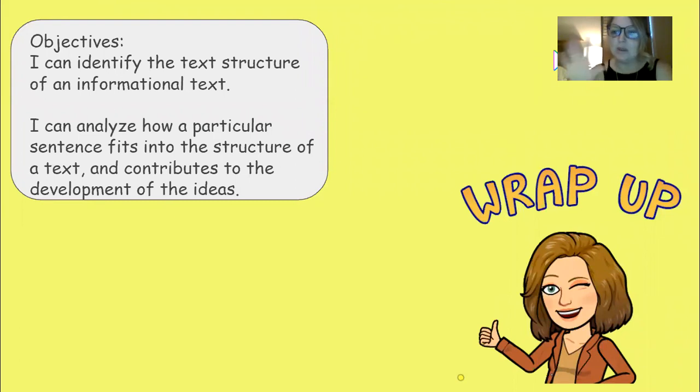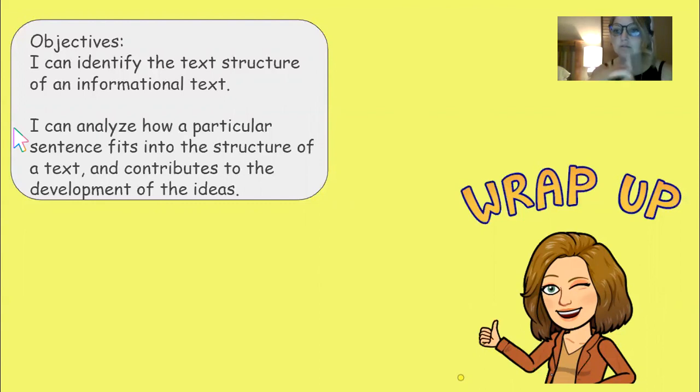But we have our 5. We have our description, our compare and contrast, our chronological and sequence, our cause and effect, and our problem and solution. Those are identifying the text structure of informational text, those 5. Okay, and then the second one is I can analyze how a particular sentence fits into the structure of a text and contributes to the development of the ideas. So that's going to be our little descriptions of each type of text structure. So when we go through those clue words, and we can actually sit down with a piece of text and we can analyze it, and we can pick out those keywords like we did through this whole lesson.